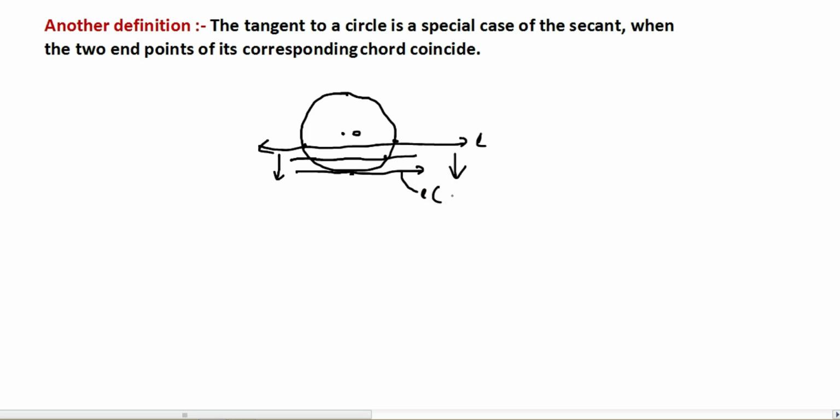Now in this condition, L is your tangent, and here L is the secant. So one secant can become a tangent when these two points of intersection coincide. According to this condition, we define another definition of tangent: the tangent to a circle is a special case of secant when the two end points of its corresponding chord coincide.